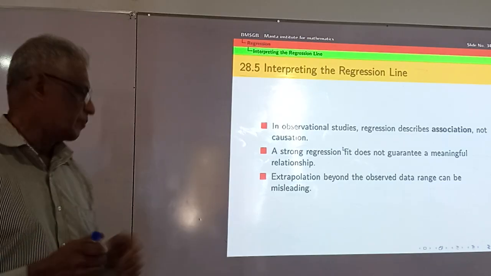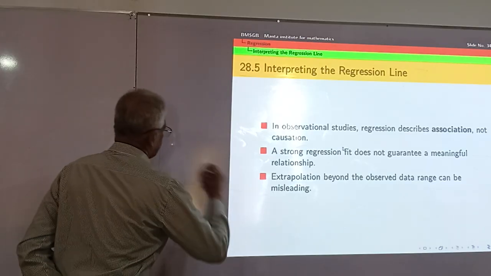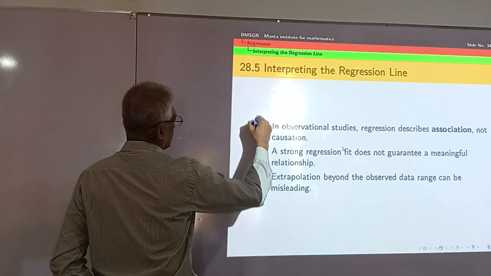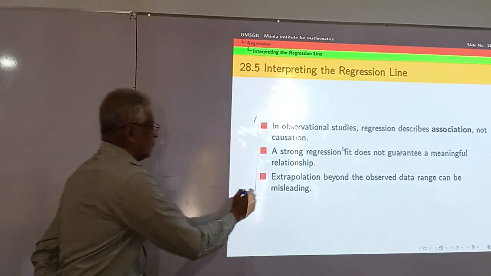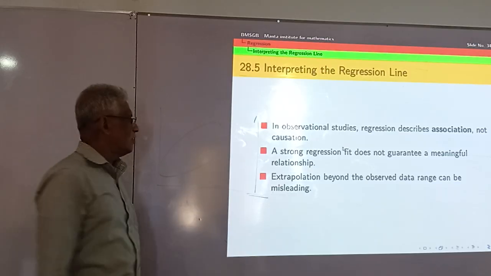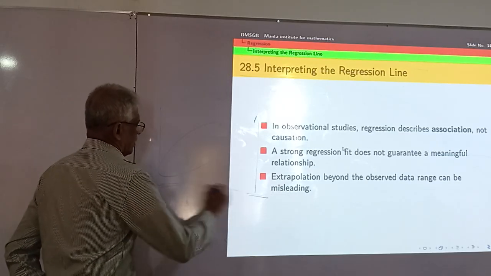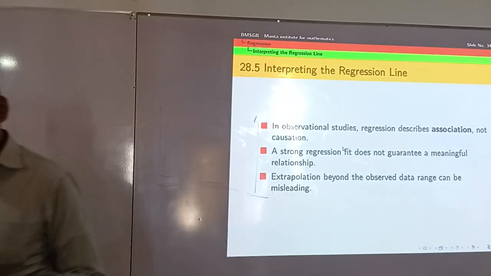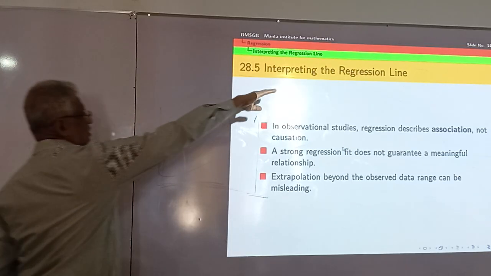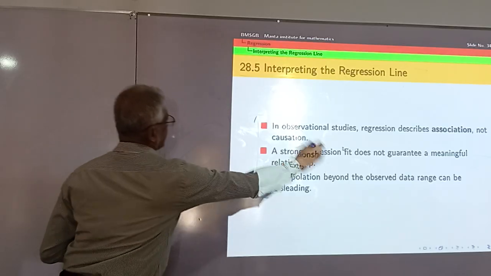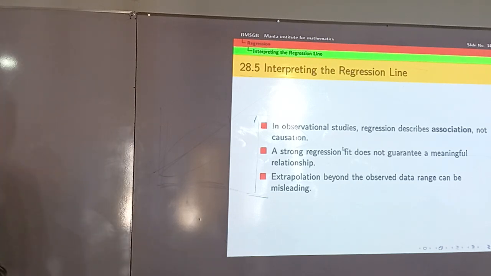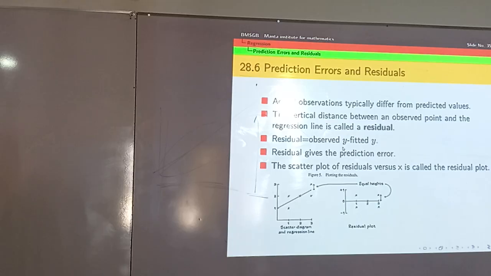Another thing when predicting: if you have fitted the model using this scatter, you should not predict a value for y for an x outside it. You can predict using this model only for a value in this range, because we don't know what the relationship is beyond. It might be going like that or like this, right? So if you use this line, it's completely going to be wrong. So extrapolation beyond the observed data range can be misleading.